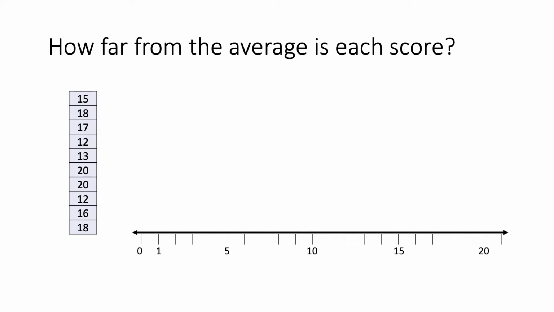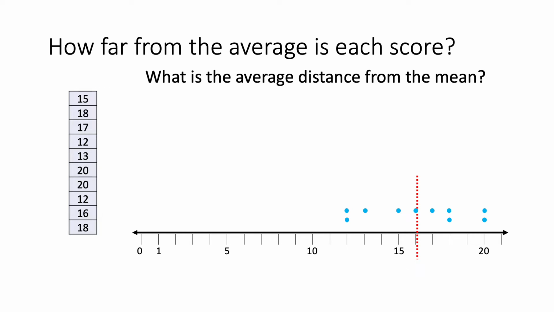Well, how far from the average is each score? Like, are they all bunched together or are they spread apart? Think about that. Bunched together, spread apart. There's the mean, and there are the data points. And you can see that they're spread apart, clear across that range.